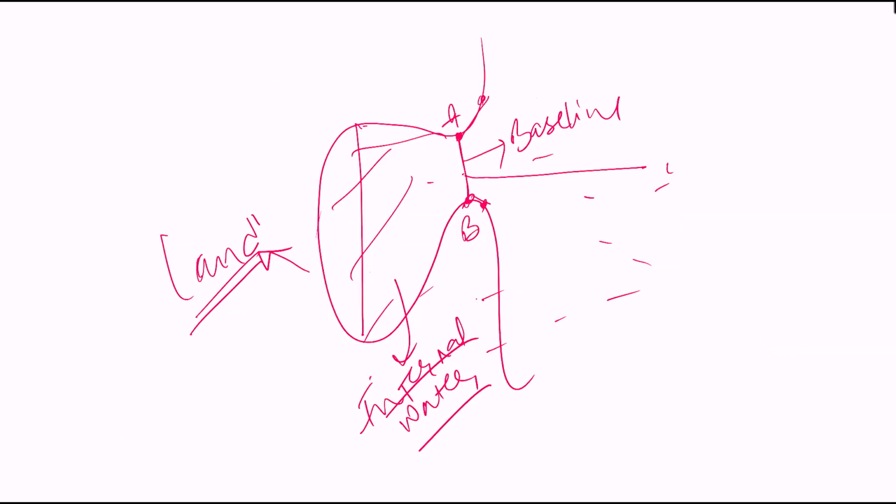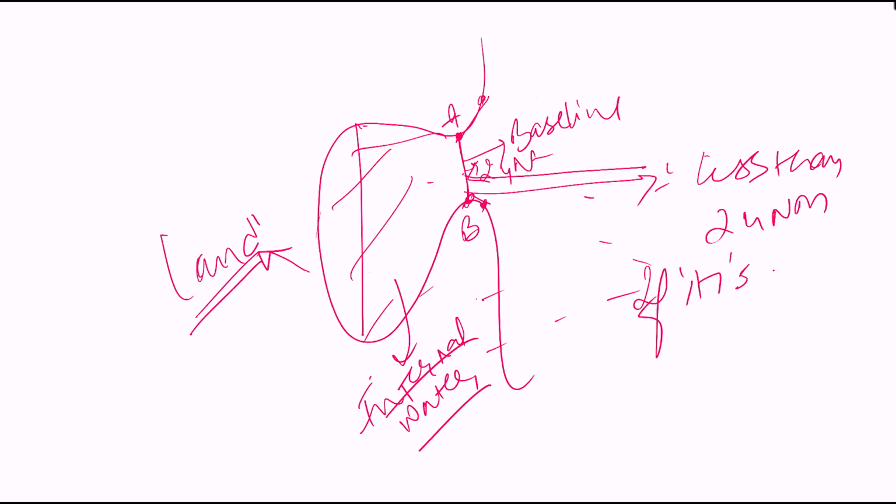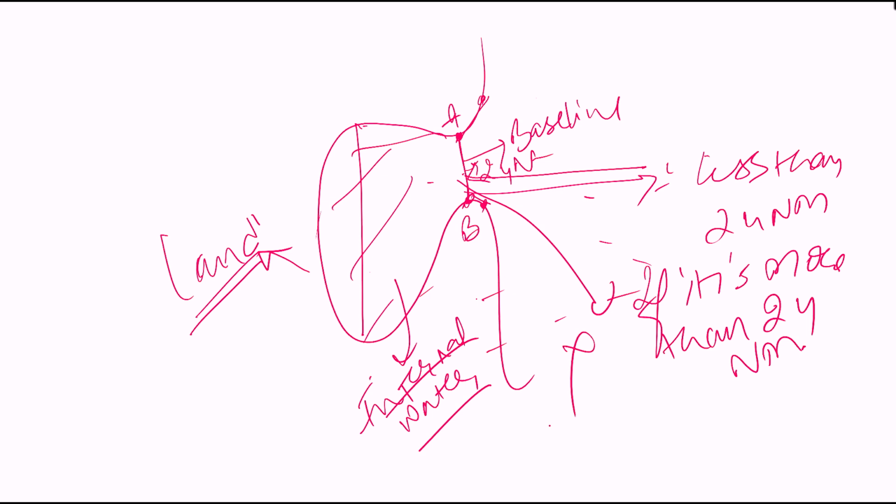So, therefore, friends, if the line between A and B is less than 24 nautical miles, then we will go with points A and B. If it is more than 24 nautical miles, then this will not be the baseline. Then we will identify the nearest point where we can get 24 nautical miles.